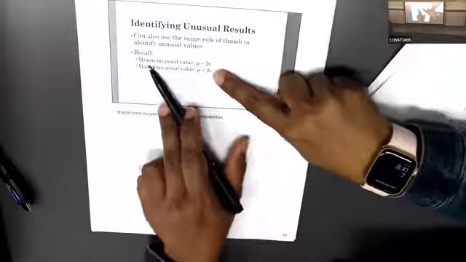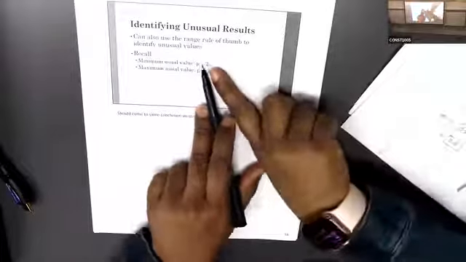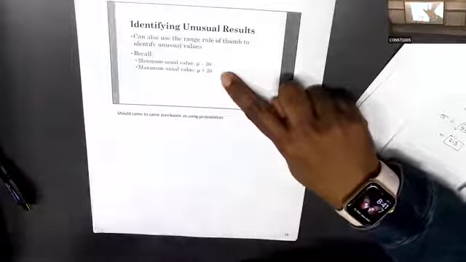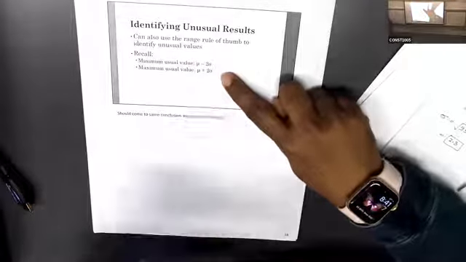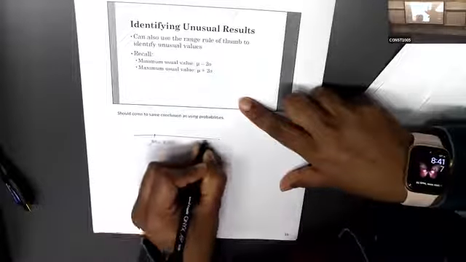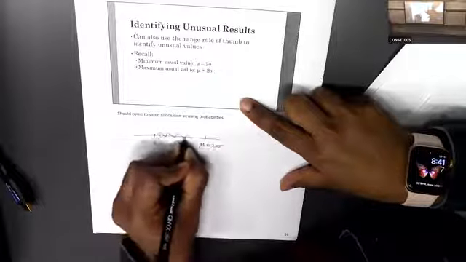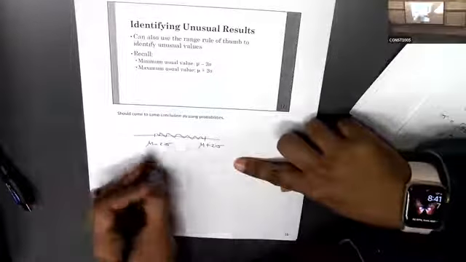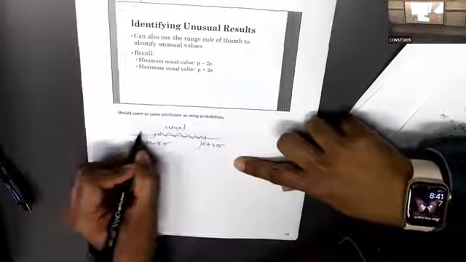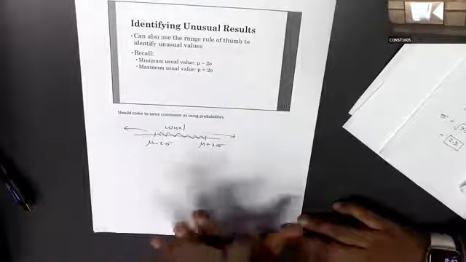If you want to find minimal usual values, it is mu minus 2 sigma. Here we don't have x bar and s. Here we have parameters, mu minus 2 sigma. Here mu plus 2 sigma. So if you have any value in between these two usual values, those are usual values. Otherwise, it's unusual. Okay, so this is the second method.